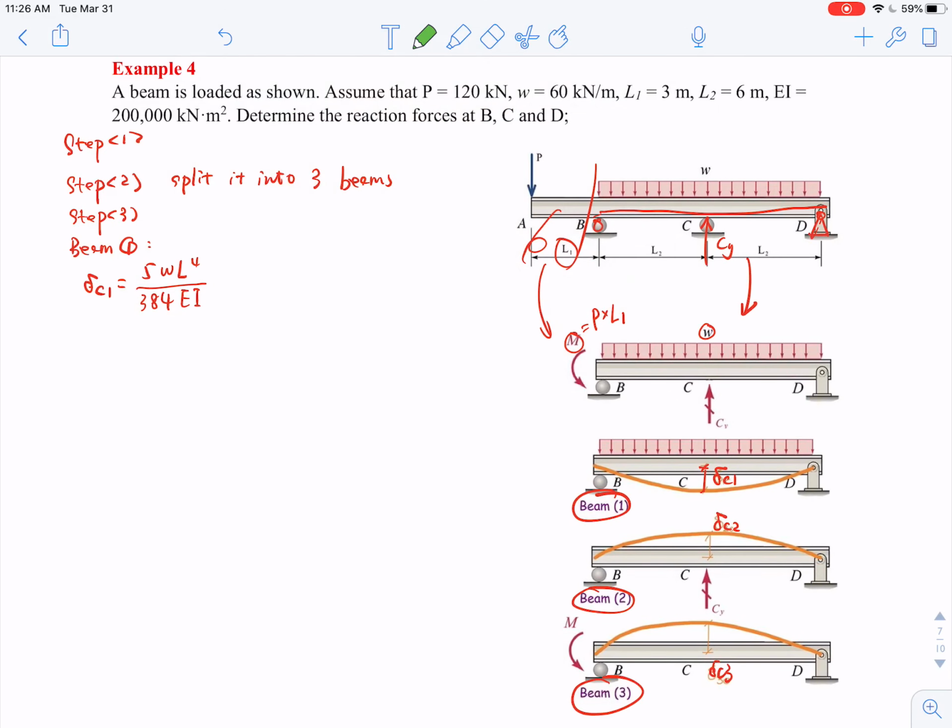Okay, here the L equals, actually, look at here. We have 2 L2s, right? L equals L2 plus L2. That is 12 meter. Then here will be expanded: 5 times 60 kilonewton per meter times 12 to the 4th over 384 times 200,000. Then you will get 0.081 meter. Since we didn't consider signs, but you need to keep in mind that this will be a downward deflection. Okay, this is a downward deflection, and we did this calculation based on equation 11.